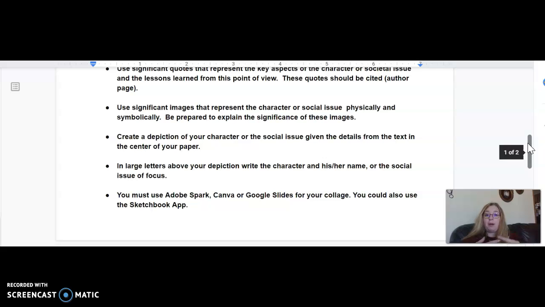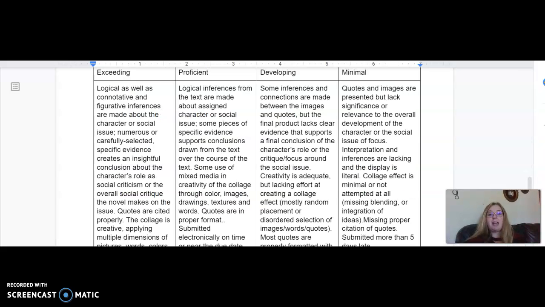If you're an artist, by all means use the Sketchbook app, but if you're not an artist, please don't use it. I also want to point out, in something that I've said in my previous recording, that I'd like to see you push yourself and try something new. So don't use Google Slides just for the sake of using Google Slides. Push yourself and learn something about a new technology application. All right? So let's take a look.